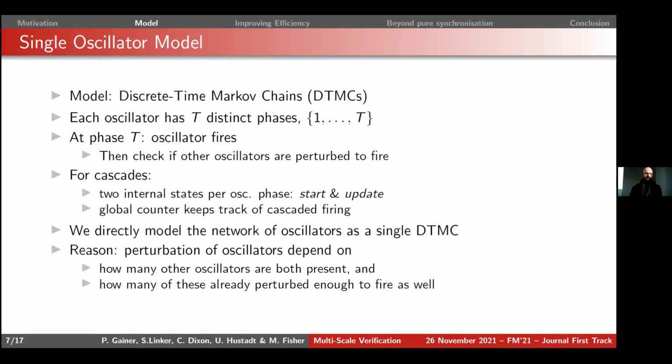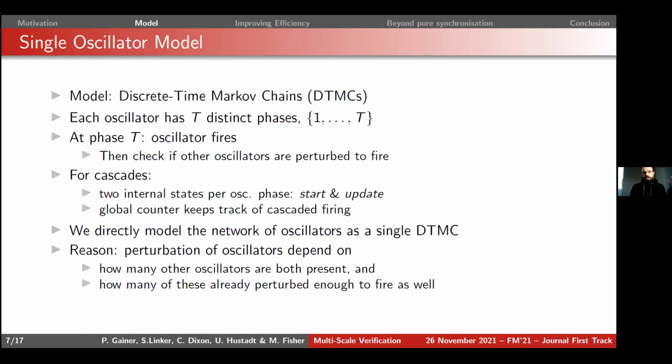So first of all, the answer to the first question is, of course, yes, because it's relatively easy to write down a model in terms of discrete time Markov chains. We have discrete steps in the duty cycles. We have just probabilities, and the behavior of an oscillator only depends on what is currently happening in the model. So you can give every oscillator a set of phases, 1 to t, where t is the maximal phase, and at that phase it will fire. And if an oscillator increases its phase up to this level, we need to check if the other oscillators are perturbed enough to fire as well. Of course, that means we need to check for these cascades. And there we need to do a bit of tricky modeling.